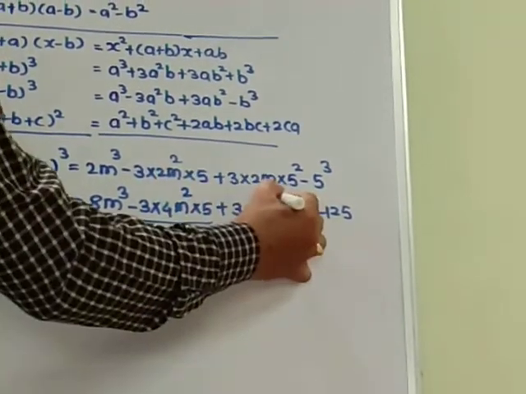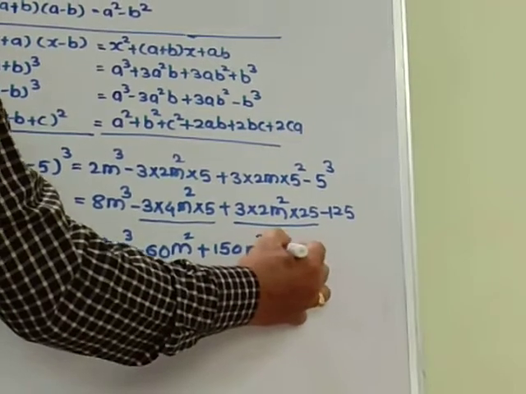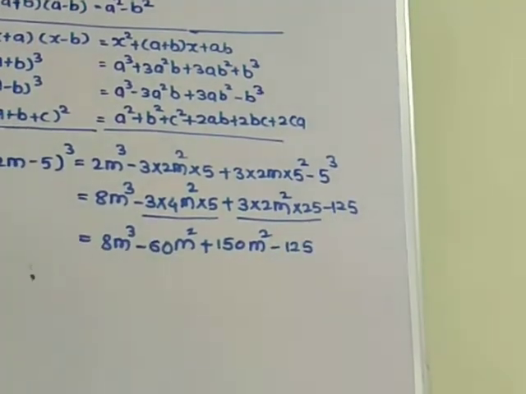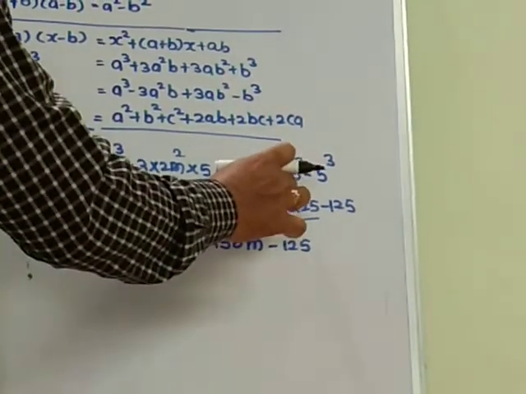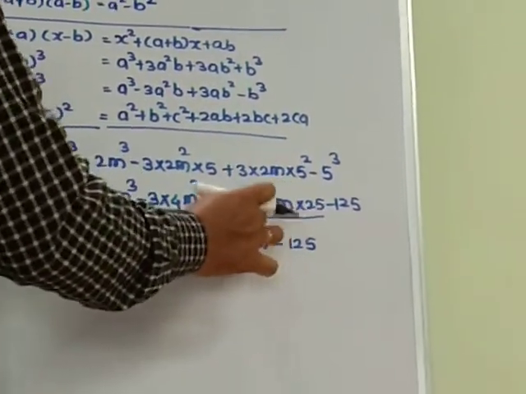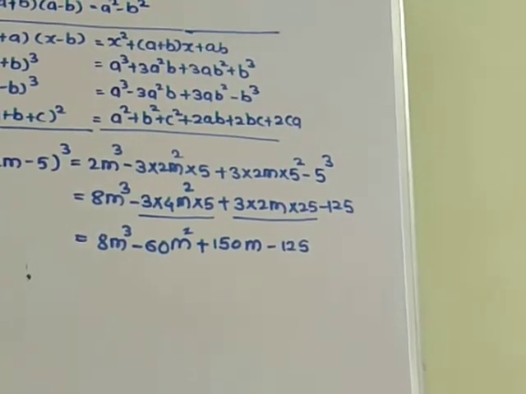Here square, minus 125. Here 125. This is the answer.